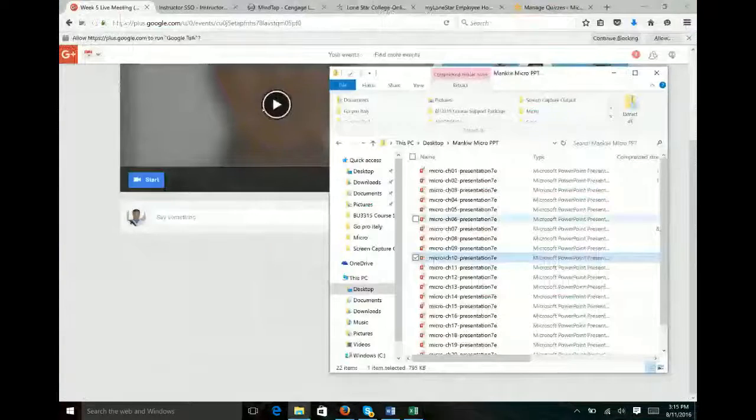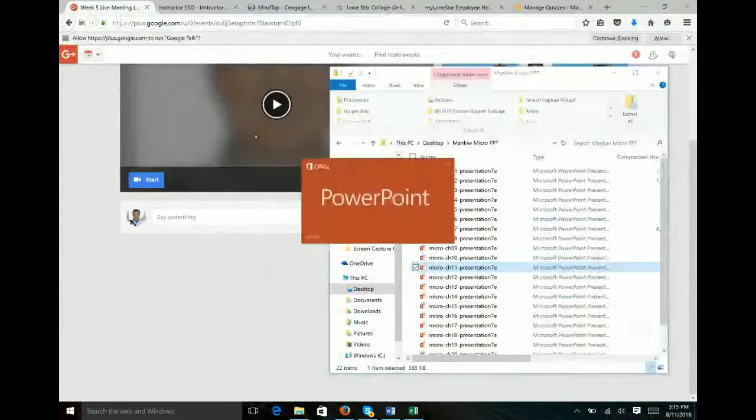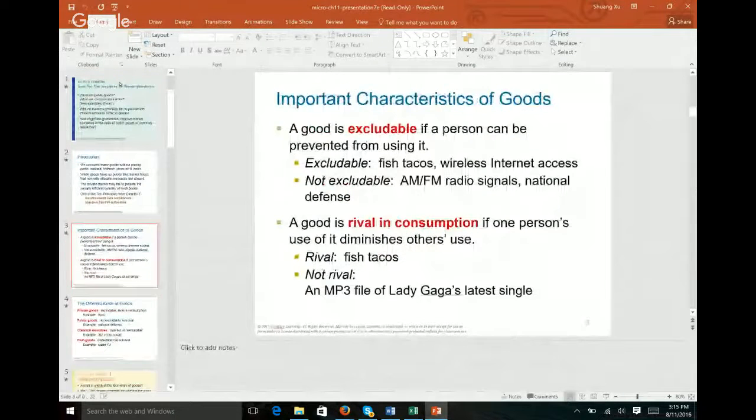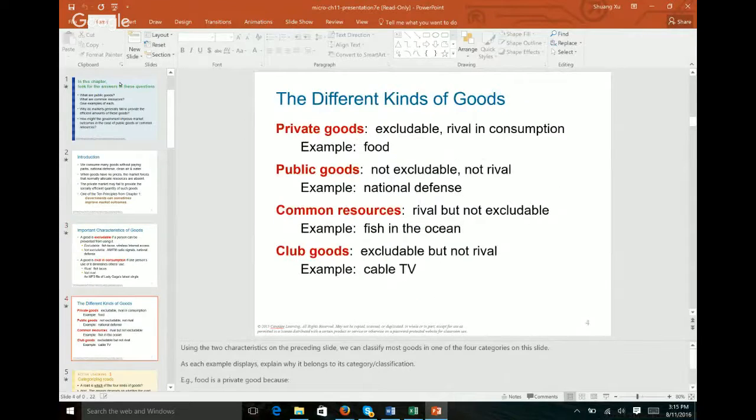All right, and then chapter 11. Chapter 11 is on public goods and public resources. It's also very definition-based. So know what is meant by excludable. That means excluding somebody else from consuming this good. Also know what's rival in consumption. That means one person's use of the good would diminish the other person's use. Okay, and then know the difference between private good, public good, common resource, and club good.